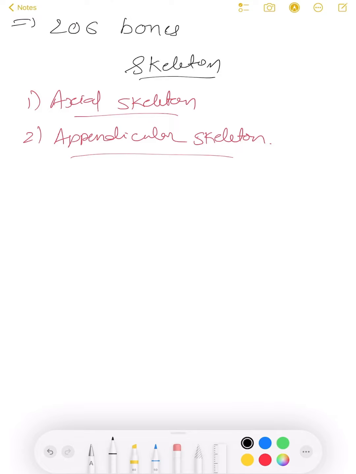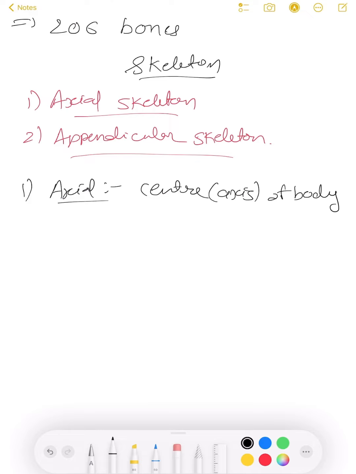Now, what does axial skeleton mean? Axial skeleton means center, that is, the axis of the body. It is the skeleton which is situated in the center and axis of the body, and what is the function of the axial skeleton? Upright and erect position. The axial skeleton keeps the body in an upright and erect position.